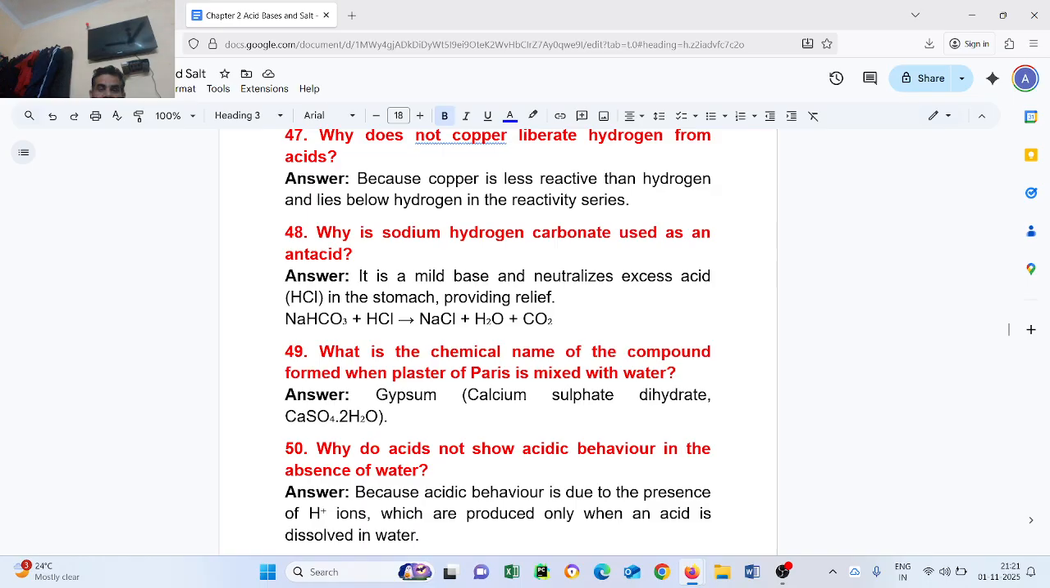Question number 49. What is the chemical name of the compound formed when plaster of Paris is mixed with water? Gypsum, calcium sulfate dihydrate, CaSO4·2H2O.